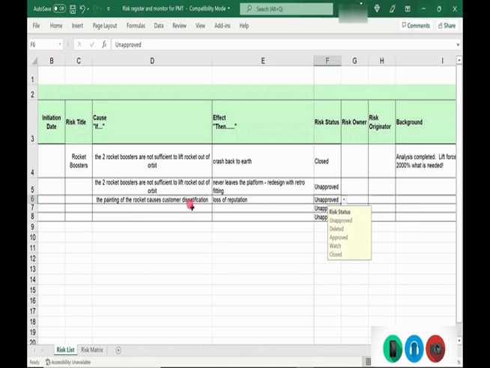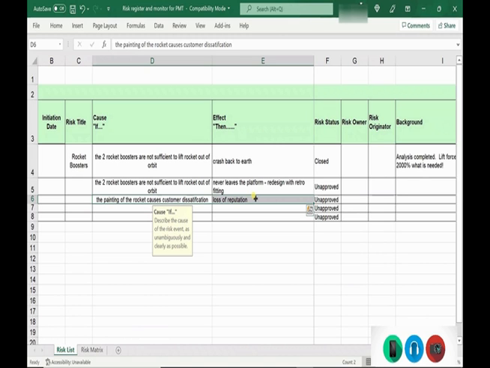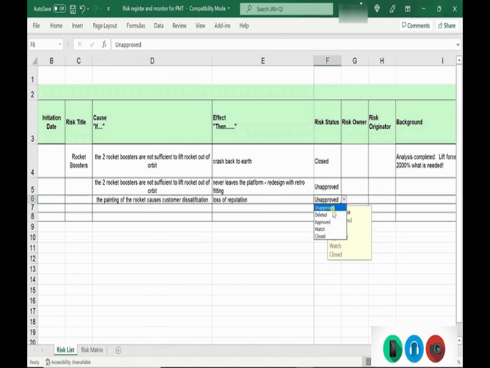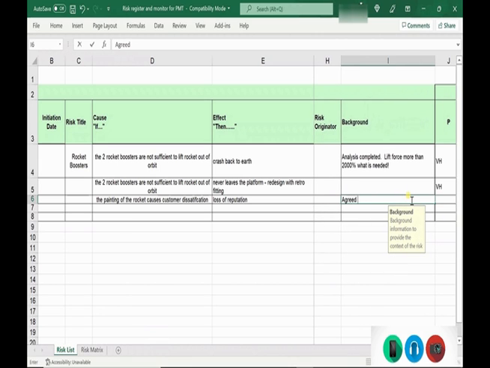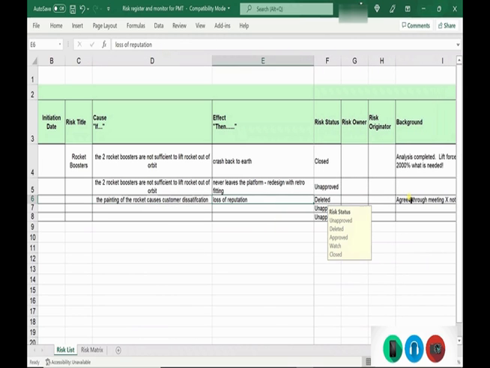Let's say you go, do you know what, that's not a valid risk, remove it. Now, it could be that that could happen, so don't remove it, just put it as deleted, and put a comment in there, say agreed through meeting X, not valid. So that means you've assessed it. You've deleted it. You just don't feel it's an agreed risk. Closed is slightly different. Closed means you've actually looked into it.